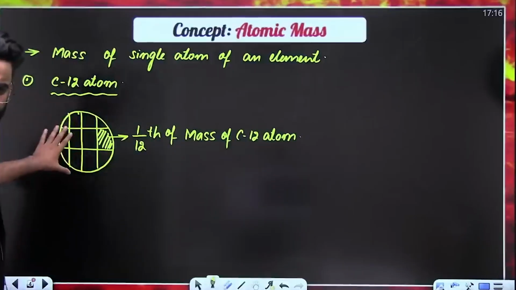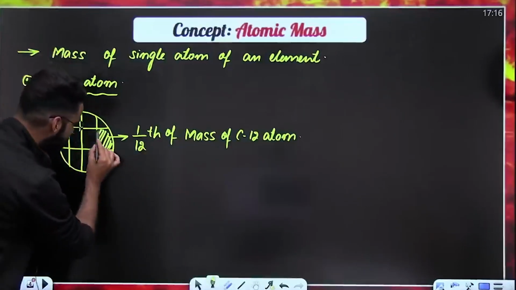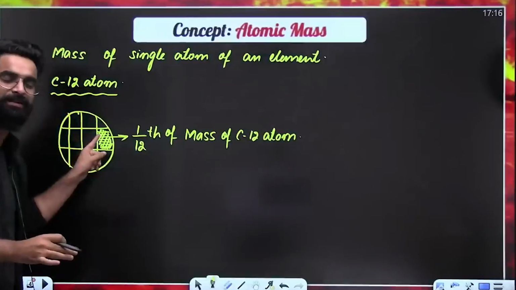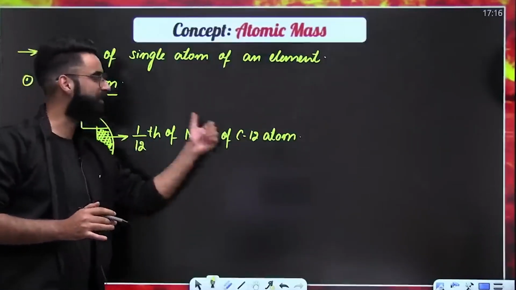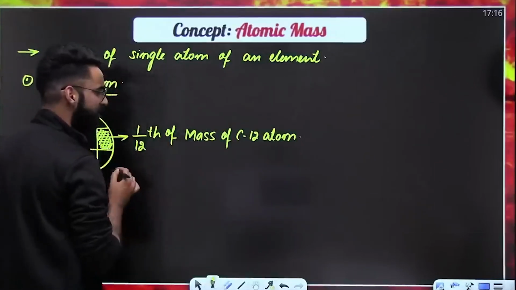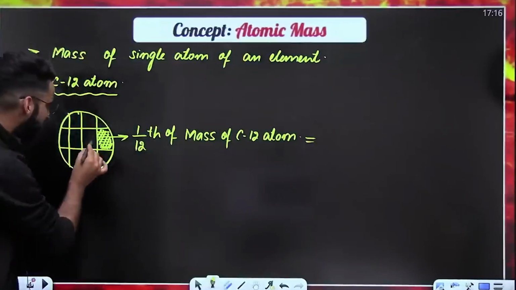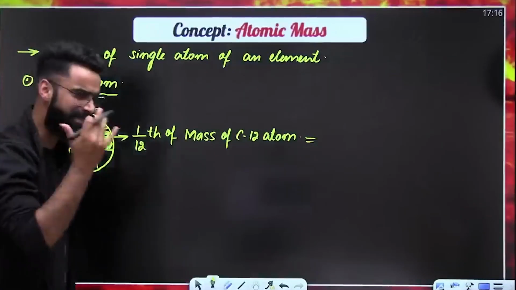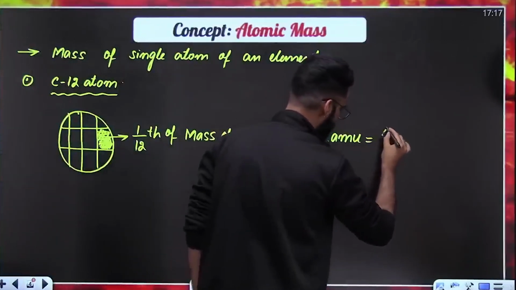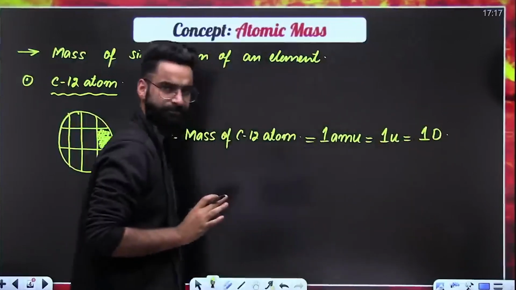Absolutely. I took 1 carbon 12 atom. I divided the carbon 12 atom into 12 equal parts. Now, I'm taking one small shaded part over here and I'm saying the mass of this small part is 1/12 of the mass of the carbon 12 atom. Now, dear students, this 1/12 of the mass of carbon 12, the mass of this particular shaded part, that's something which you call 1 AMU. You can call it 1U or you can call it 1D as well.